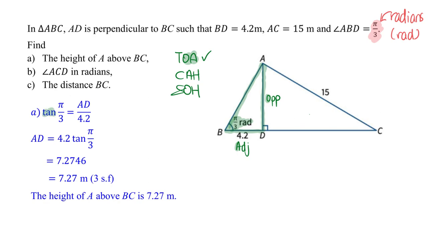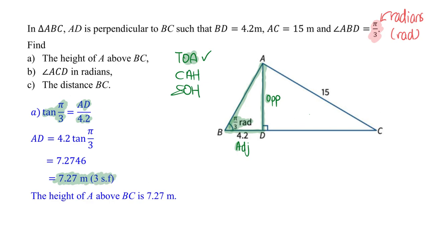Tan of pi over 3 radians is equal to AD, which is my opposite side, over my adjacent side, 4.2. So all I have to do is multiply 4.2 on both sides. That will give me the answer, 7.27 meters to 3 SF.